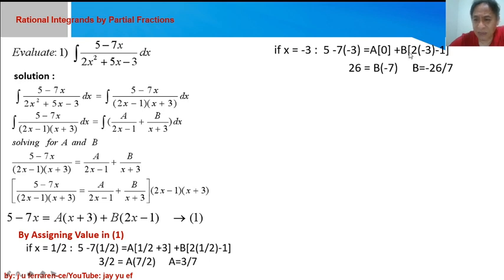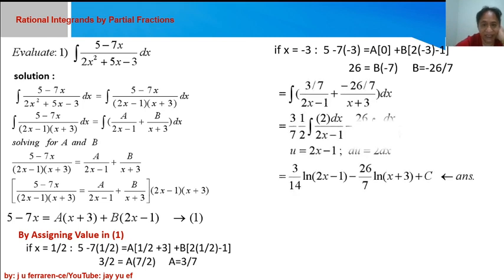Then, we have plus B times, okay? So, it's 2 times minus 3, then minus 1. So, this is actually negative 7. So, you can divide by negative 7 both sides. So, your B is equal to negative 26 over 7. Then, I can go back to this equation to integrate. Okay? So, knowing your A, which is, what is the value of A? That's 3 over 7. And my B is minus 26 over 7.